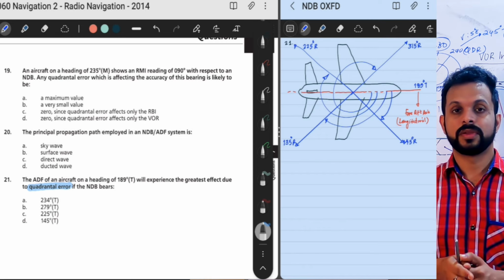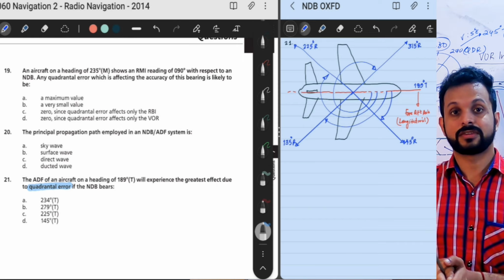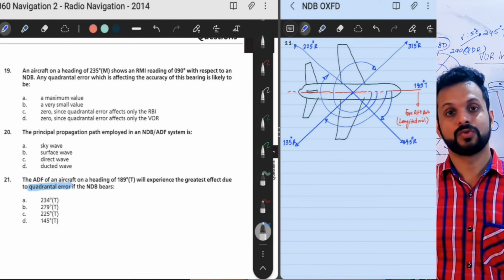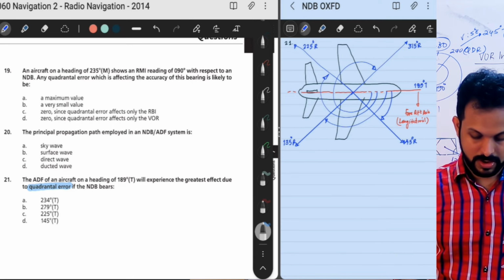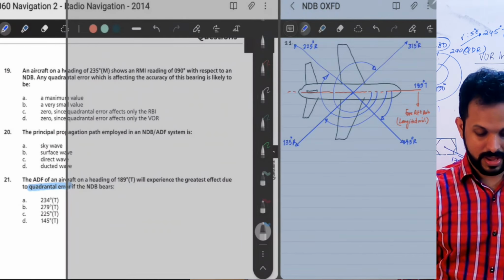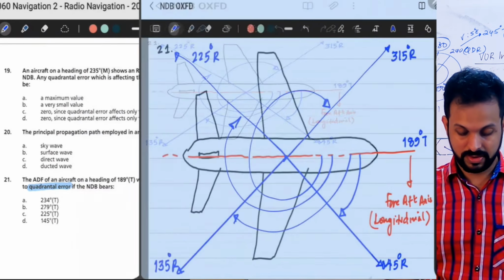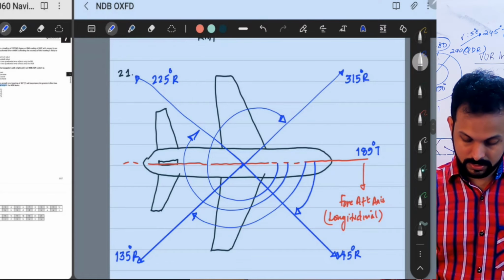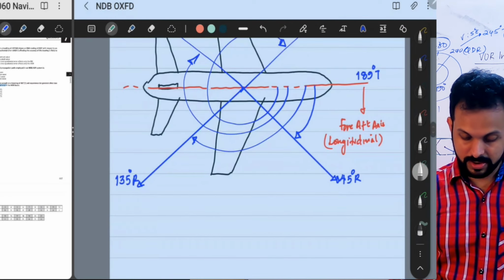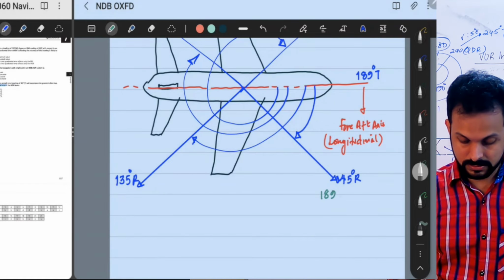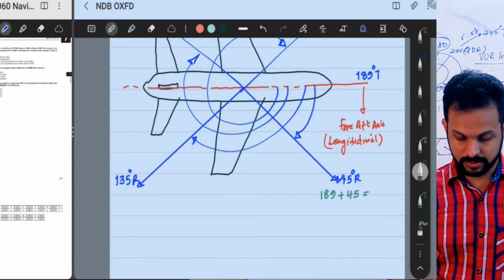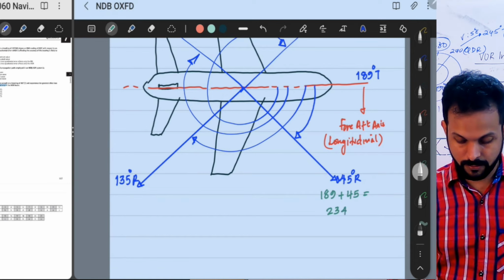and that's going to give you the QDM, which is the magnetic track to the station. And since it is a true heading given here, it's going to give you QUJ, which is a true track to the station. All right, let's find it out. With a heading of 189 degrees over these relative bearings, it's going to be a bearing of 189 plus 45 degrees, that is heading plus the relative bearing, and that's going to be 234 degrees true.